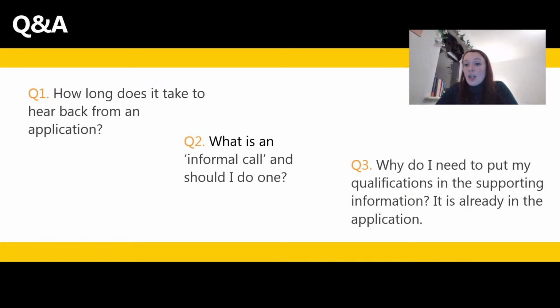And the third question, thank you so much for sending in your questions, guys. I'm going to do question 3 and then I'll get to yours. Why do I need to put my qualifications in the supporting information? It's already in the application. Correct, you already put your qualifications in. But you are matching the person specification in the supporting information. That's why it's important, because it's at the top of the person specification. It's the basic. So you need to put that in your supporting information.